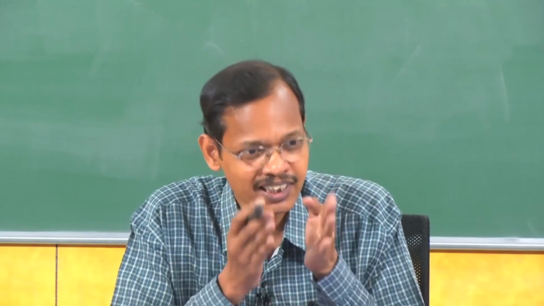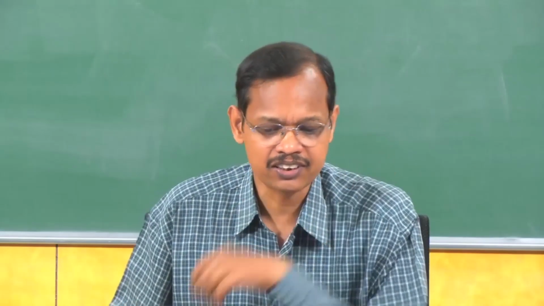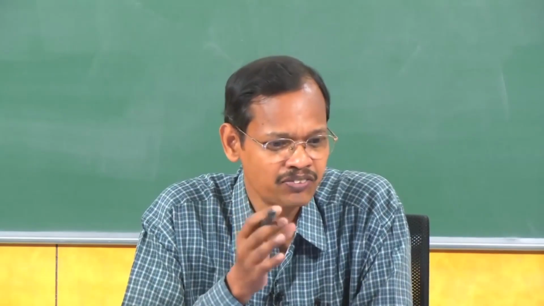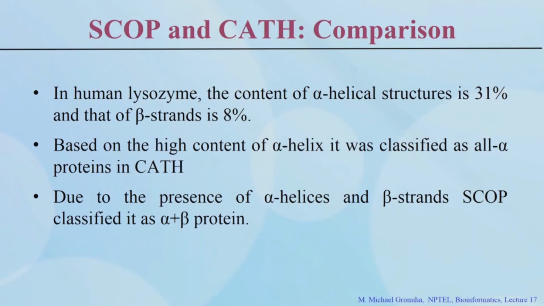If we consider the high helical content, this can be classified as all alpha. So, in the case of human lysozyme, if you look into the contents, alpha helical structure is 31% and beta strand is 8%. So it is a high content of alpha, more than 30%, so it is classified as an all alpha protein in CATH. Due to the presence of helices and strands, more than 5% strand and more than 30% helix, it is classified as alpha plus beta in the case of SCOP.